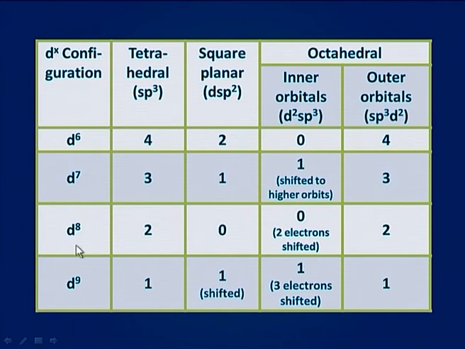For d8 configuration, 2 unpaired electrons are for tetrahedral, none for square planar, none for inner orbital, that is, the 2 electrons are shifted to higher orbitals, and 2 unpaired electrons are there for outer orbital octahedral. For electronic configuration d9, 1 unpaired electron is for tetrahedral, 1 which is shifted to higher orbitals is for square planar, 1 unpaired for inner orbital octahedral where 3 electrons are shifted to higher orbitals, and 1 unpaired electron is for outer orbital octahedral complexes.